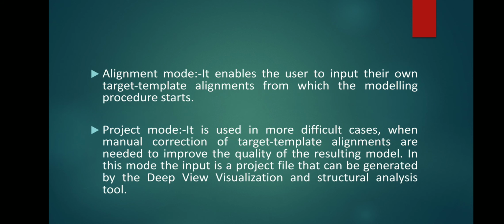Alignment mode enables the user to input their own target-template alignments from which the modeling procedure starts. Project mode is used in more difficult cases when manual correction of target-template alignments is needed to improve the quality of the resulting model. In this mode, the input is a project file that can be generated by the Deep View visualization and structural analysis tool.